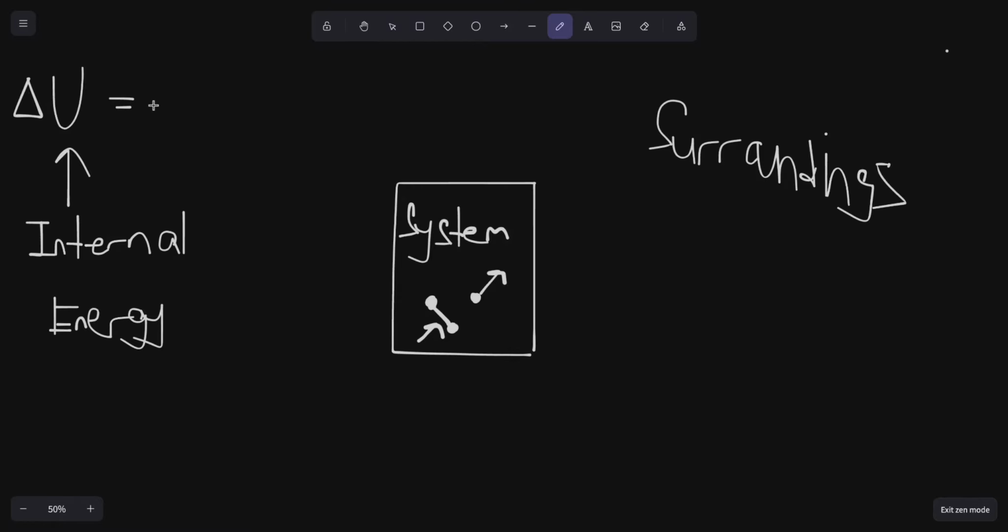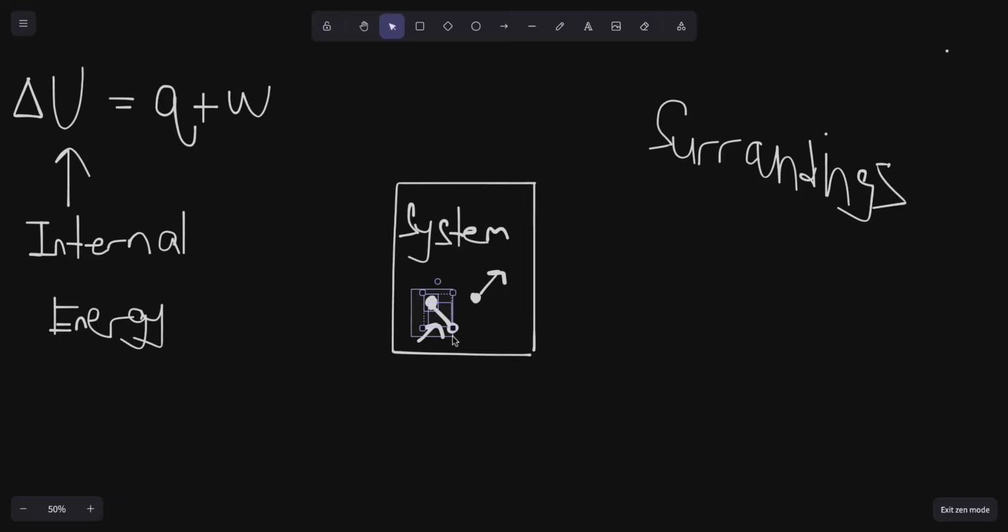And the change in internal energy is going to be given by this formula. The change in internal energy is going to be equal to heat plus the work. All right, so Q stands for heat, W stands for work, and I'll show you how they relate to internal energy.